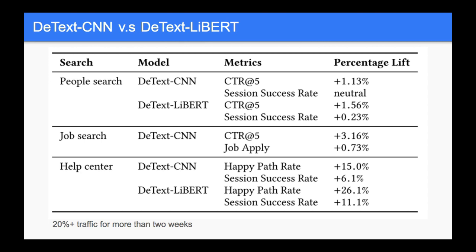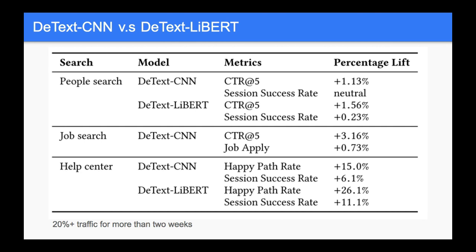This experiment is meant to compare the DeText-CNN and DeText-BERT. And we can see in the people search, they are not much different. I would say it's pretty much similar performance because people search will require less semantic understanding. For the job search, you can see they didn't have the result for BERT because the cost is too high. So they did not perform the experiment. They only run a CNN. Also, still the top 5 click-through rate is still 3% over the baseline, which is quite significant.